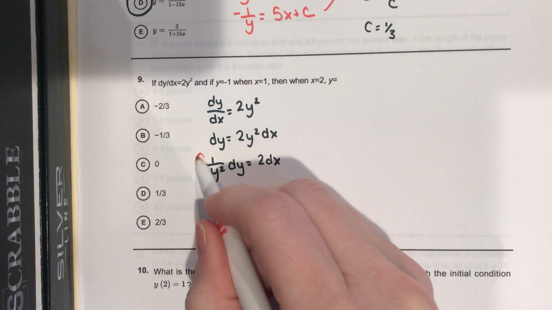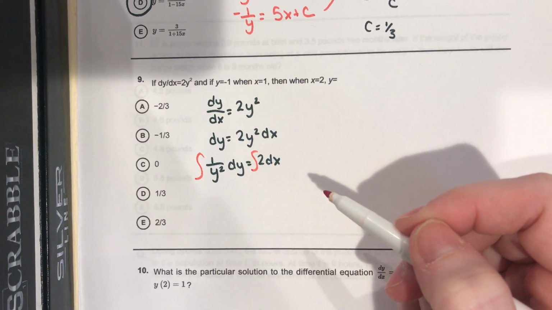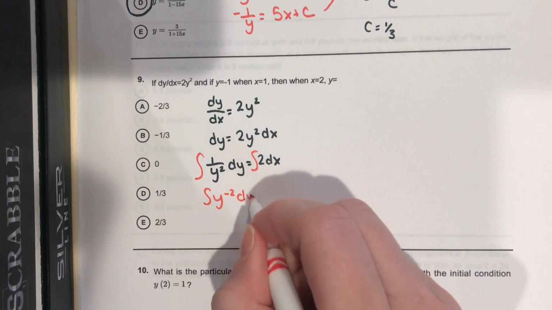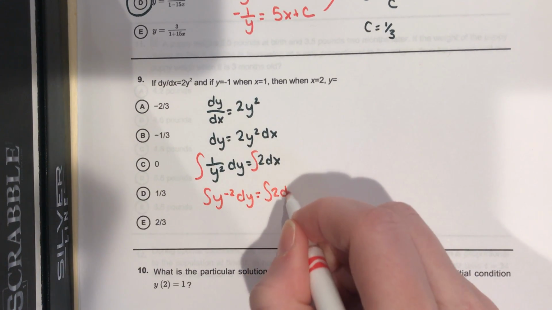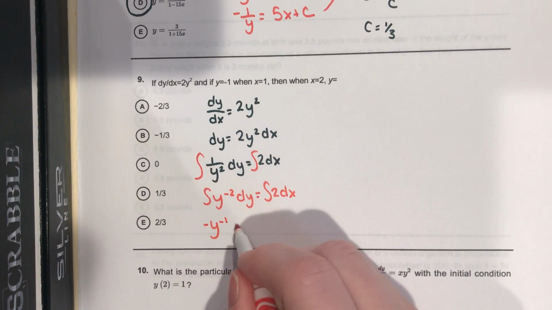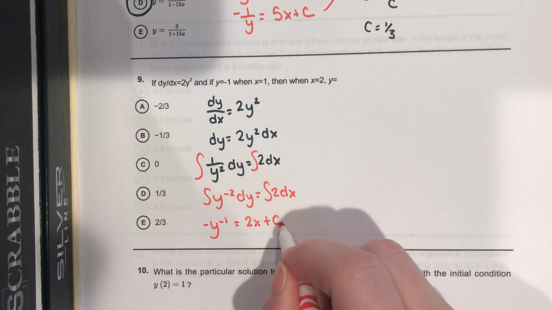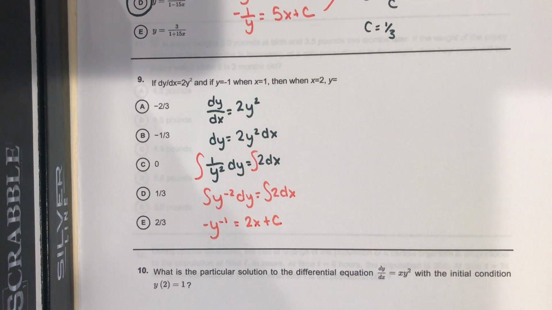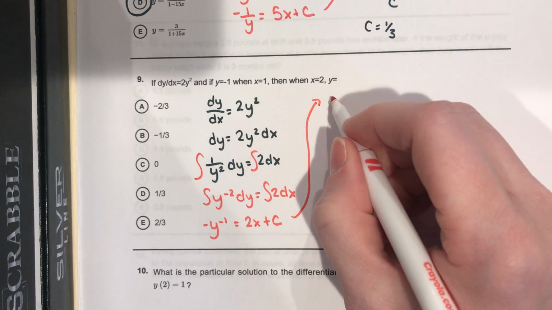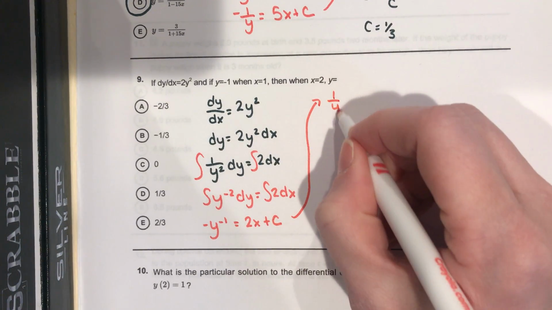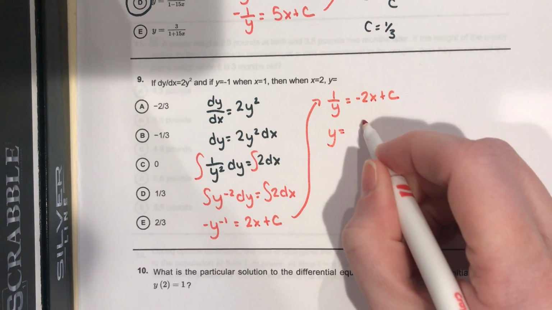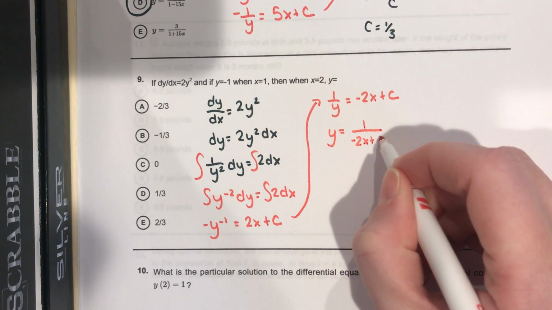Now I'm going to take the integral. So this is just like the last problem. I'm going to rewrite this, y to the negative second. And now I'm going to take the integral, so I'm going to add and divide. That's negative y to the negative first, and then 2x plus c. So I'm going to rewrite this, move that negative over, so that's 1 over y equals negative 2x plus c. And then solve for y, so 1 over negative 2x plus c.